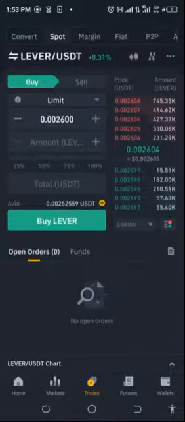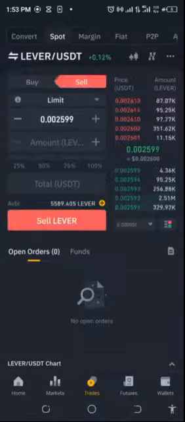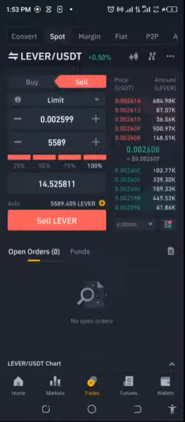Interesting. I'm back, and it's already been bought. All right, so we've actually bought the lever immediately. And as we speak right now, this is what we have. If we check sell, we have this amount. Okay, so you can see we're already in profit, right?